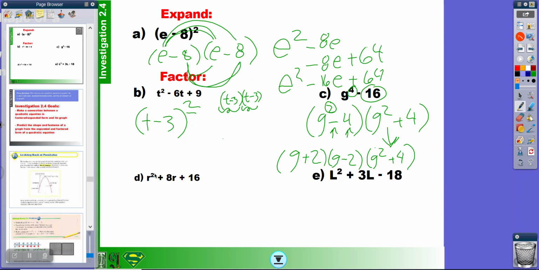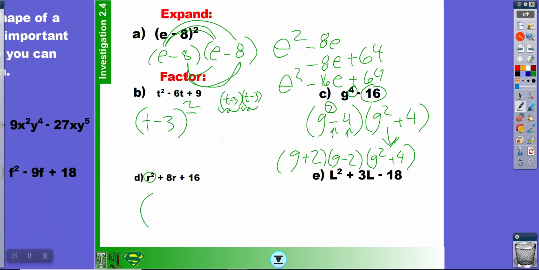So you have r, which is squared, so you know you're going to have something squared. And you find the number that is added to get to 8 and is multiplied to get to 16, which you can find as positive 4. So what times what is 16, but adds to 8? So if you had written r plus 4 times r plus 4, is that correct? Yes, but it's not simplest form, so that's why we have to have it squared.